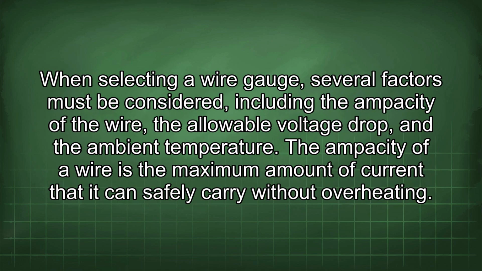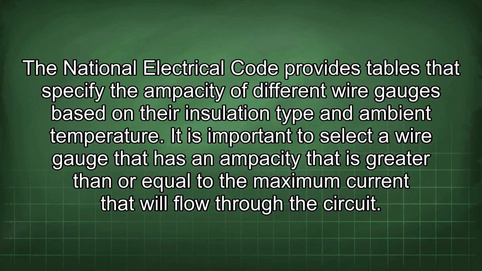When selecting a wire gauge, several factors must be considered, including the ampacity of the wire, the allowable voltage drop, and the ambient temperature. The ampacity of a wire is the maximum amount of current that it can safely carry without overheating. The National Electrical Code provides tables that specify the ampacity of different wire gauges based on their insulation type and ambient temperature. It is important to select a wire gauge that has an ampacity that is greater than or equal to the maximum current that will flow through the circuit.